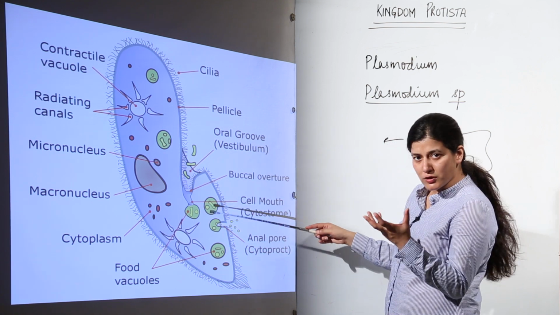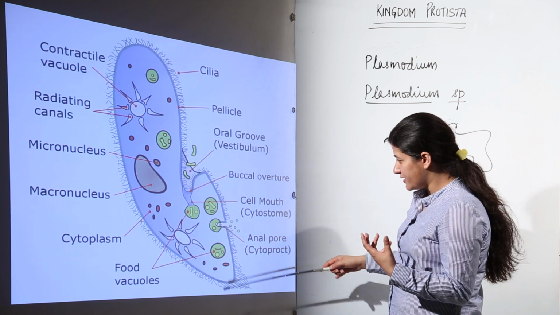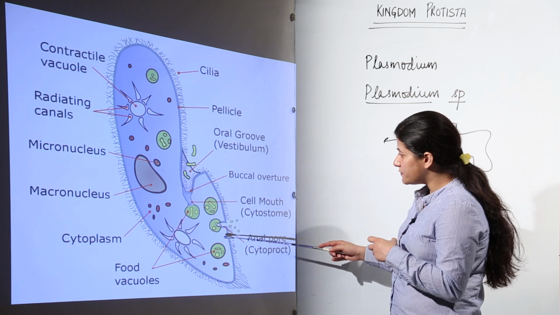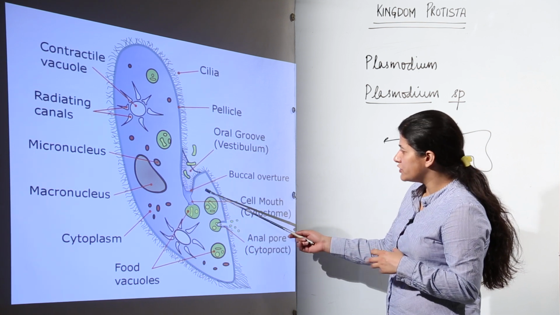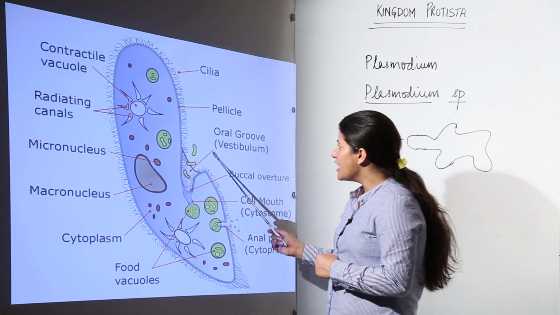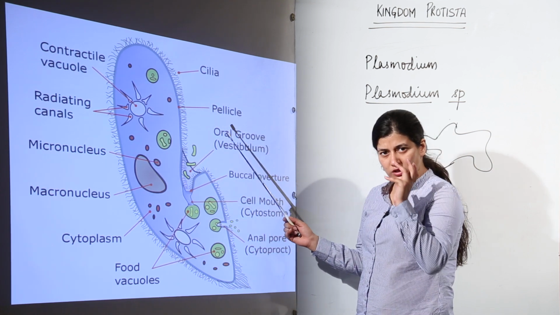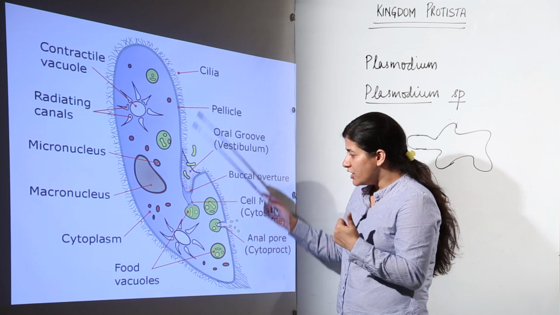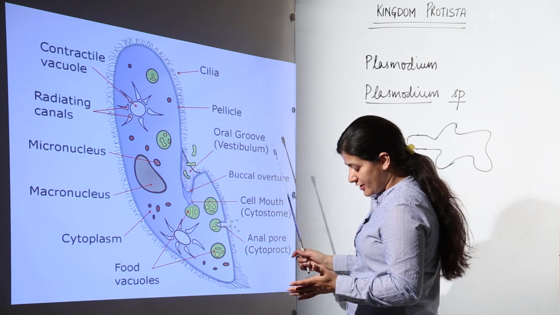Food vacuoles responsible for ingestion of the food are present, an anal pore for excretion is present, and the buccal aperture, you can just skip this. There is a macronucleus and a micronucleus. Vestibulum is the oral groove through which the food vacuole takes up the food, and there is lots and lots of cytoplasm present inside the cell.